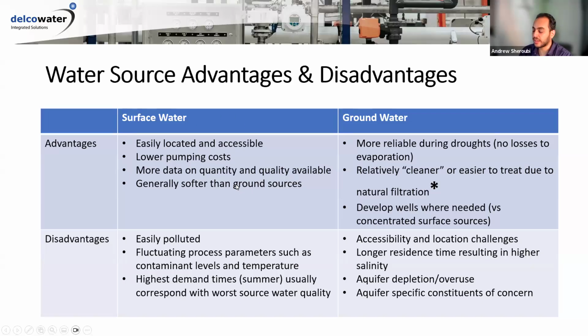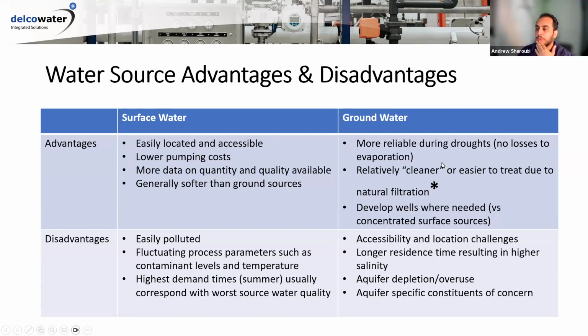And you don't need to go digging and finding wells. Also, you can get more data on quality and quantity as well. But the disadvantages, as we talked about, are that it is more easily polluted and it fluctuates quite heavily during seasons. So oftentimes you have to design for the worst case scenario, but it might be 2 or 3 months in the year that it's seeing these high levels. And this is something that I'm sure folks in the Caribbean are familiar with, but high demand times are usually the driest times. The higher the heat, the more the usage. But this also means lower water quality versus groundwater.